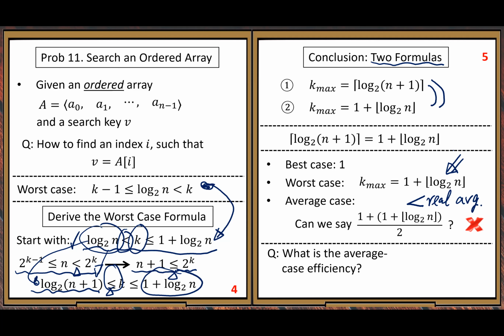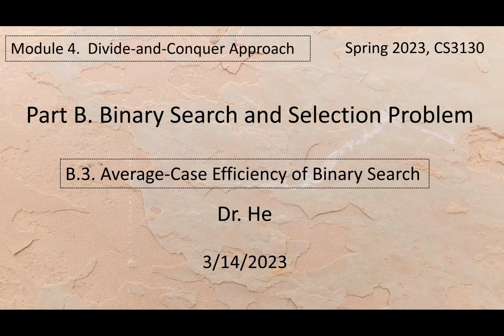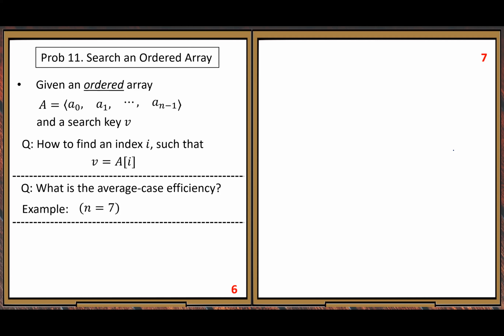Why is that? Here, I can use a simple example when n equals 7 to show you the average, so you can get an idea. Our next topic, B.3, average case efficiency of binary search. Let me use n equals 7 to show you the answer. Let's look at this example, n equals 7. First, what is the worst case for n equals 7, based on our formula?